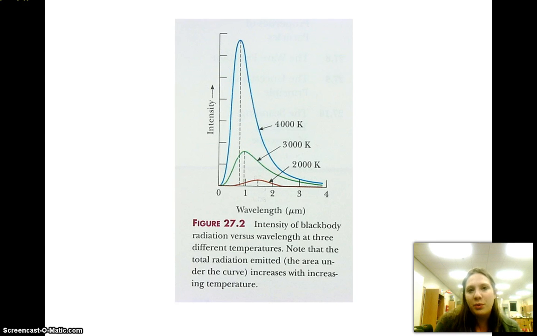So really the graphs weren't completely useless. They were used by a scientist named Wien. He actually used the data, but he only would use the peak data.